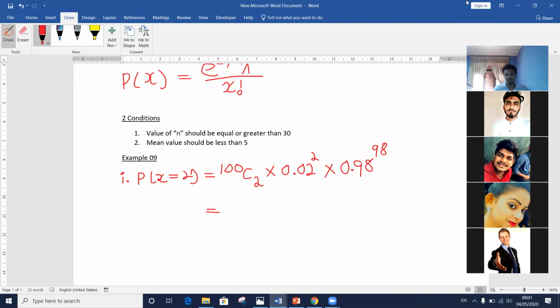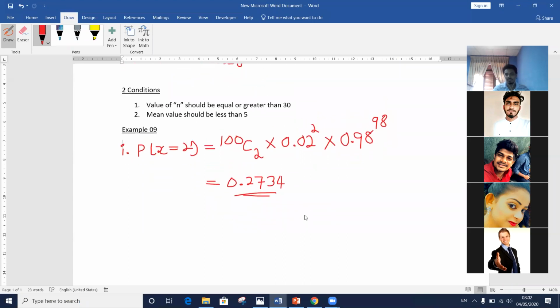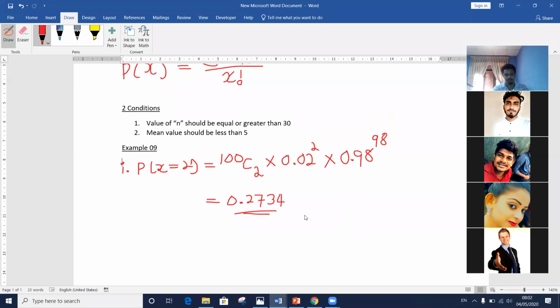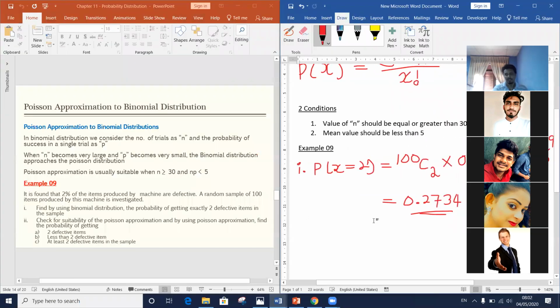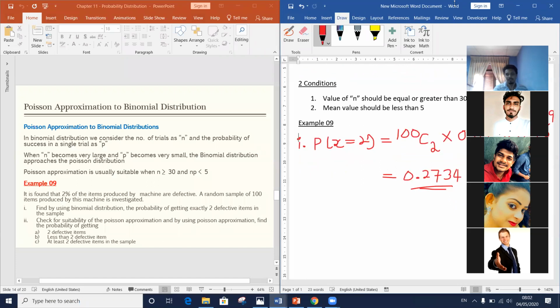0.2734. Yes, 0.2734. So there is a probability of about 0.27 of having exactly two defective items. Right? That is part 1. 0.2734.